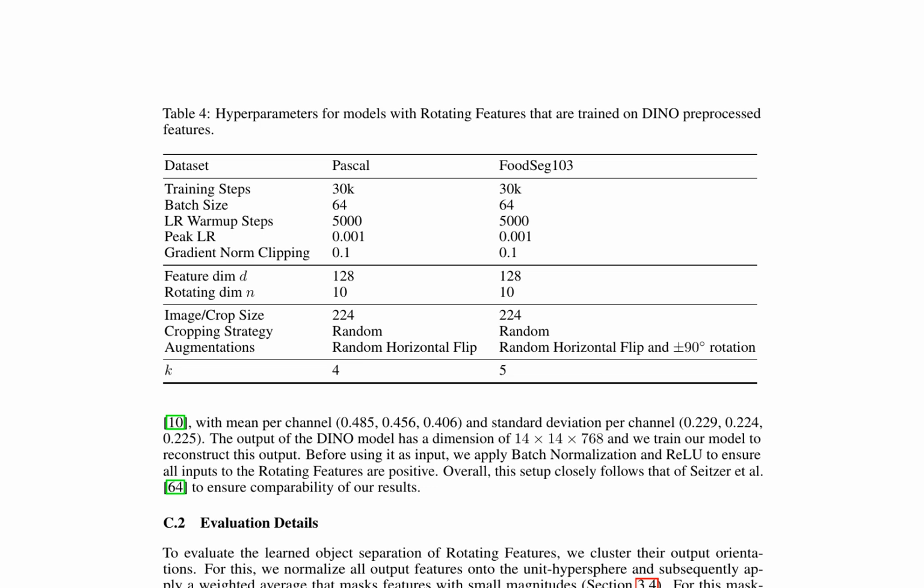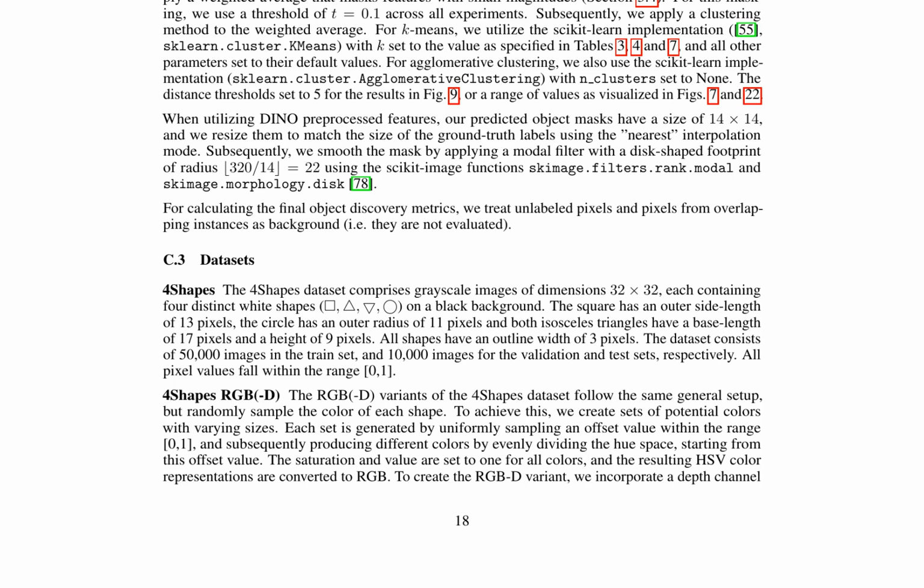64 for comparability. The training process involves 5,000 steps, a batch size of 256, learning rate warm-up over the first 1,000 steps, peak learning rate at 0.01, gradient norm clipping set to 0.1, feature dimension of 128, rotating dimension of 4, image crop size of 224 by 224, cropping strategy of center, and augmentations including flip, color_jitter, random_resized_crop, and normalize. Evaluation metrics involve clustering the output orientations of the rotating features using k-means and agglomerative clustering methods.